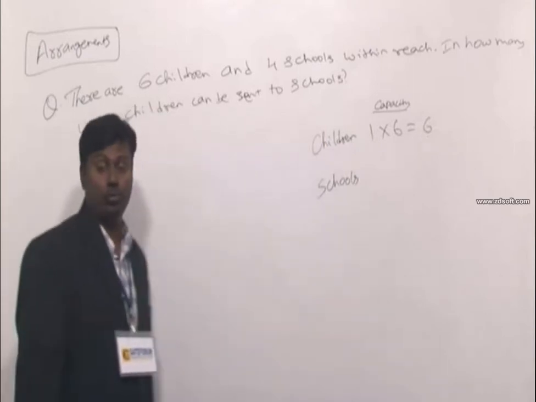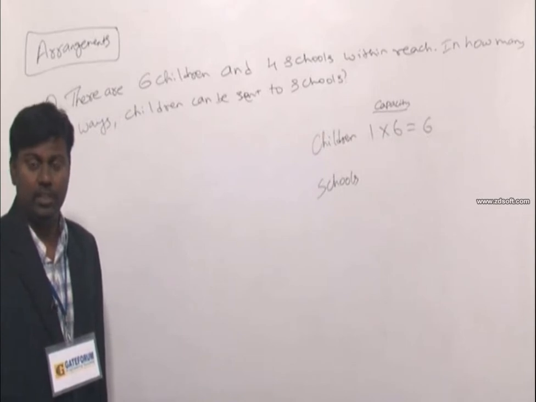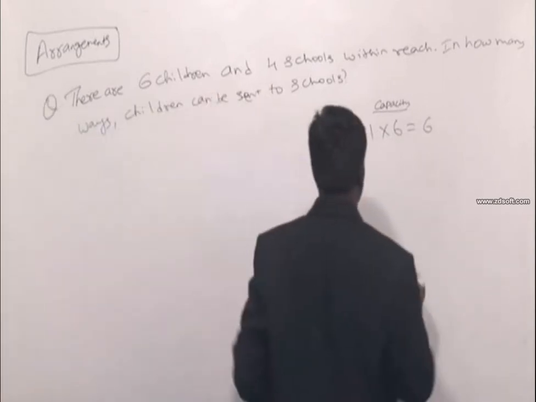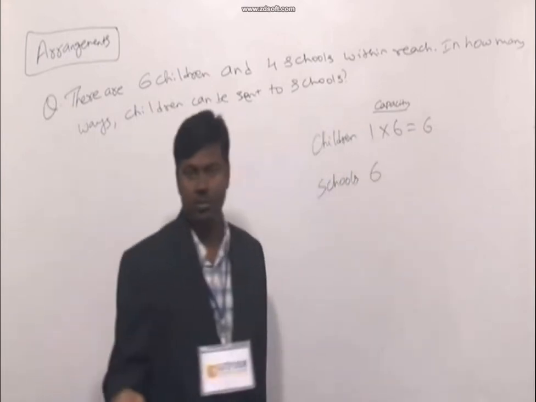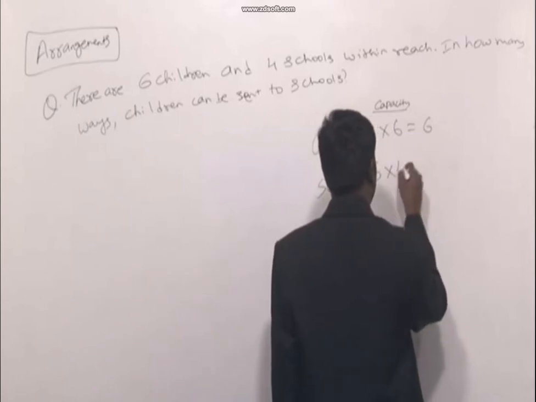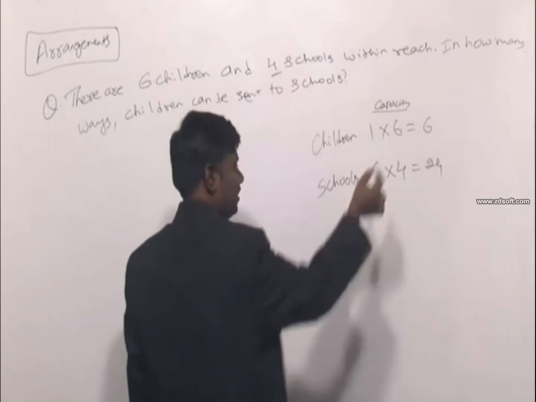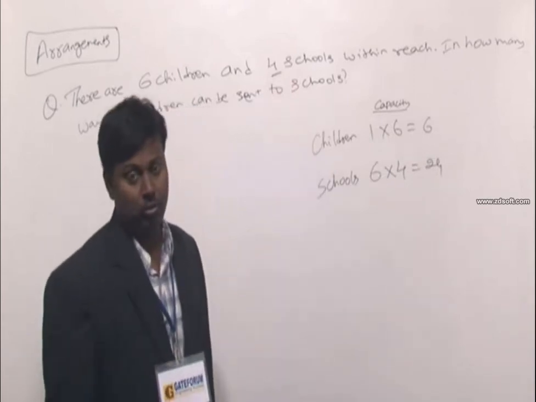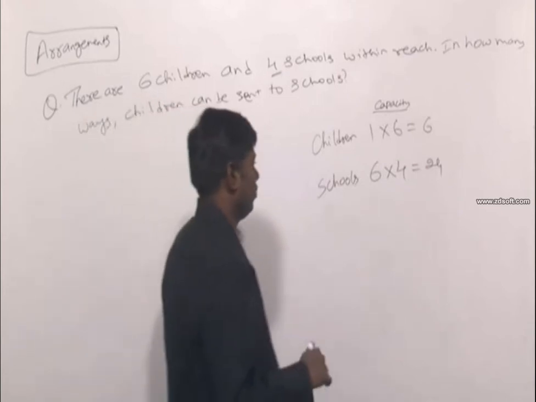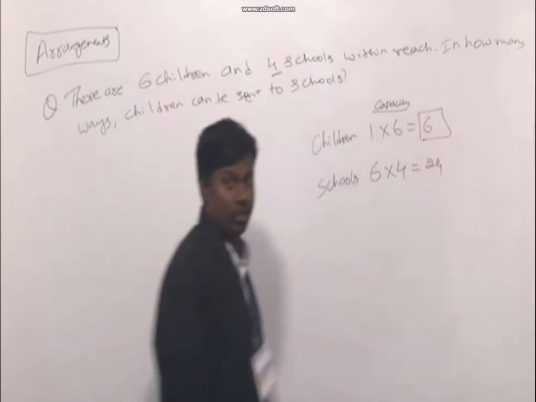What about school? Does school take only one admission? No, it takes many admissions. So, here there are 6 children. School can accommodate all these 6 children. There are 4 schools. It looks like there are just 4 schools, but the capacity here is more. So this is where my logic will work out better. So you have to treat with respect to where the capacity is less. Capacity is less with respect to children.